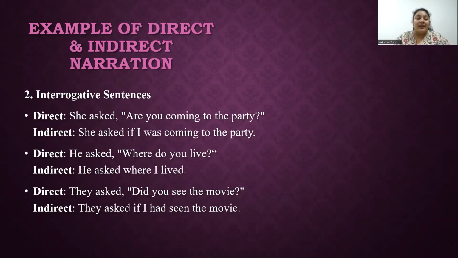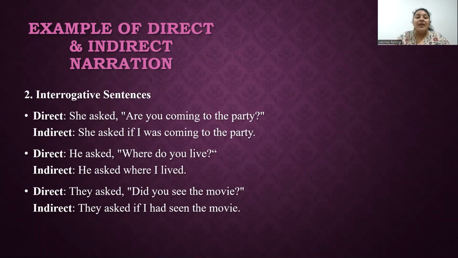Next we use WH questions. For example, who is going to the party? What is your favorite color? Where are you from? When is the meeting? Why did you leave? How are you doing? So all these questions come into the WH questions.